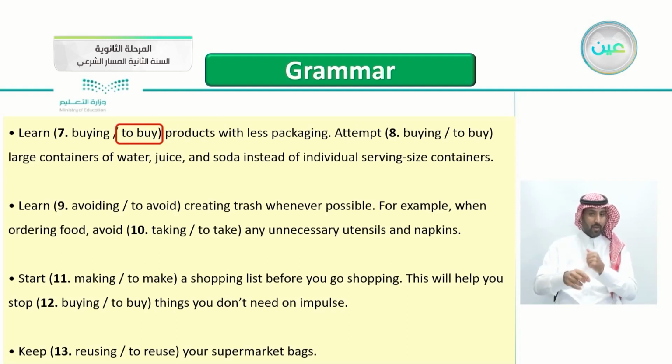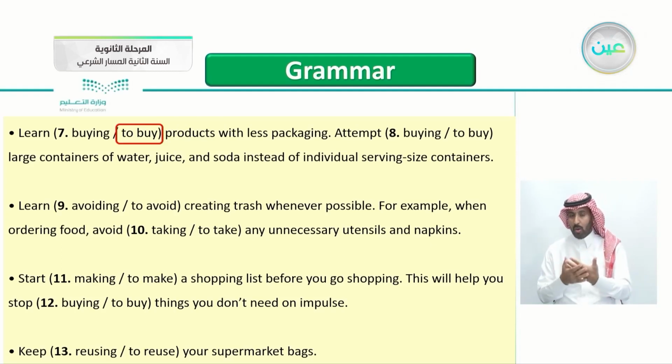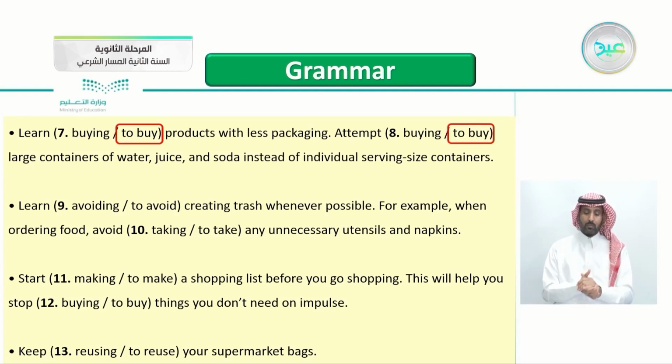Attempt. What about the verb attempt? Does it come with a gerund or infinitive? Attempt buying or attempt to buy large containers of water, juice, and soda instead of individual serving size containers. So number 8 is, yes, attempt to buy. So attempt comes with the infinitive.